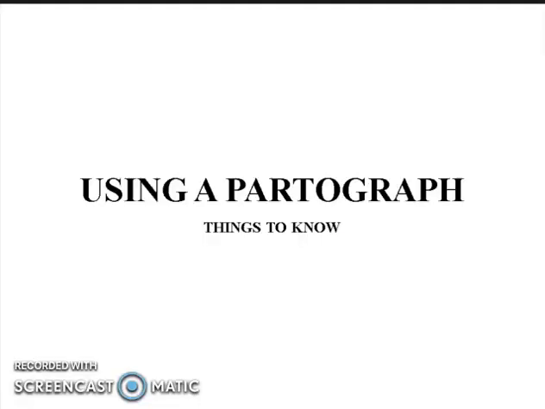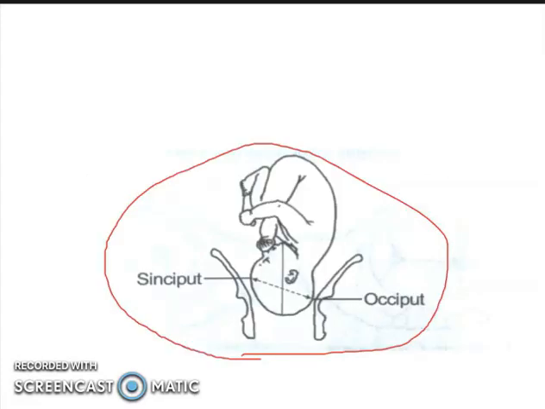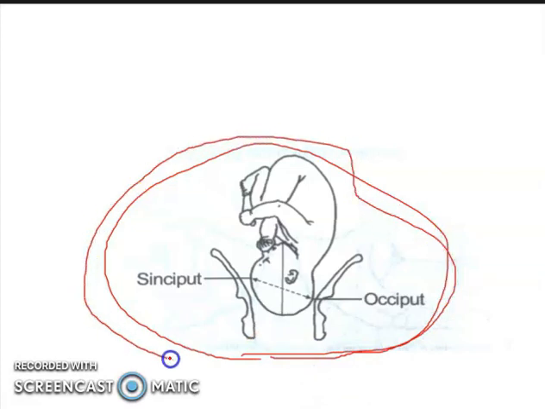In this presentation, I'll be discussing how to use a partograph. But before I talk about how the partograph is used, I would like you to know a few things about the partograph before I demonstrate how it is used. So this is a position in which the fetus is supposed to be for normal labor to take place. This is a well flexed vertex.